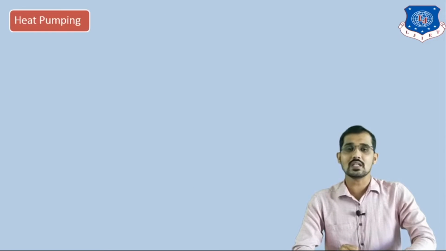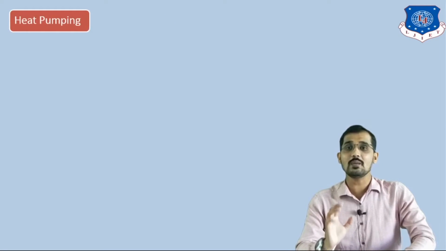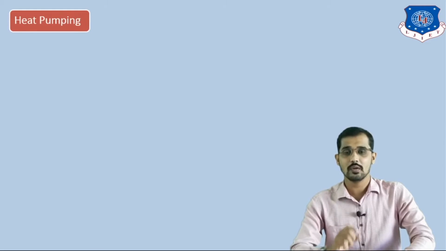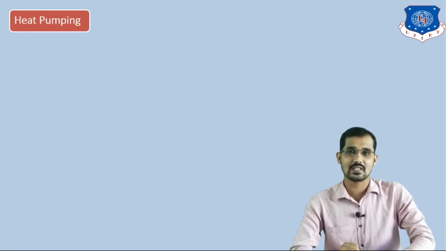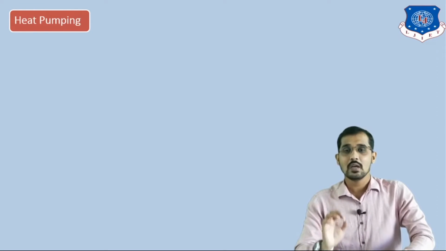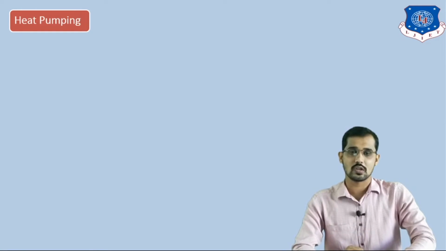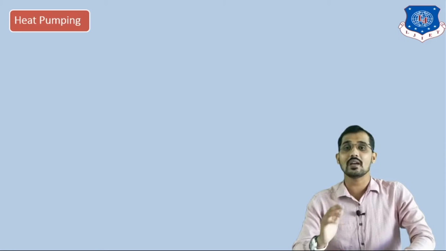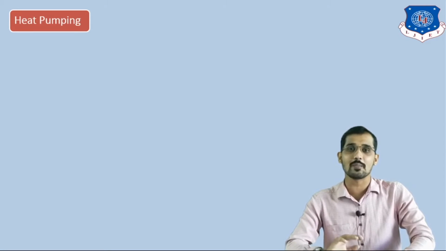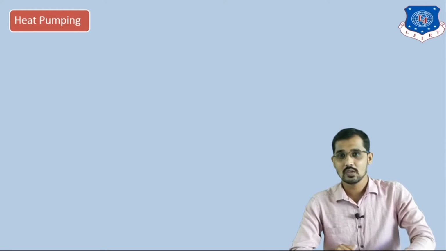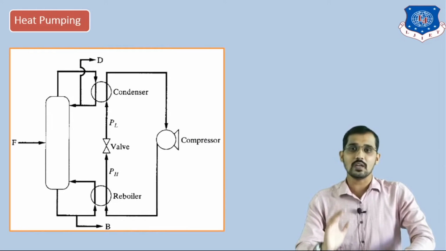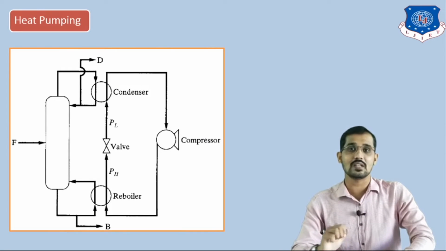So first one is heat pumping. To understand the heat pumping concept in a distillation column, you should know the second law of thermodynamics. Second law of thermodynamics means heat always transfers from higher temperature to lower temperature. But by using a heat pump, we can transfer heat from the lower temperature to the higher temperature as well. So you can see this is the figure for the heat pumping concept in a distillation column.